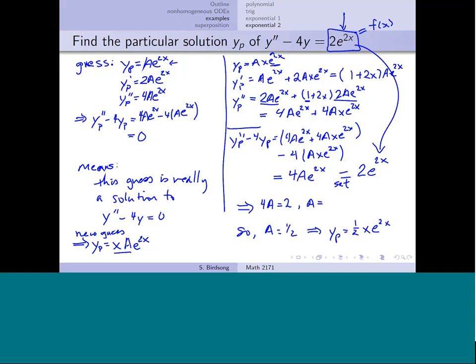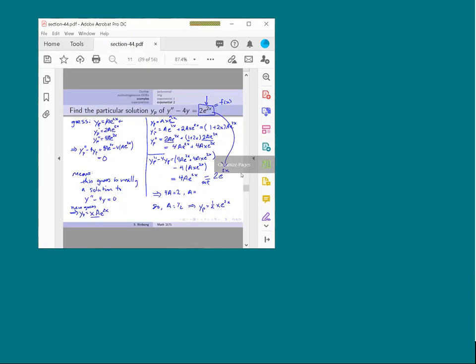Now, here's how you can recognize that you need that extra copy of x for your guess without doing any of the work on that left side of the screen. So I am about to switch to a slightly different application because I didn't leave myself enough room on that screen.